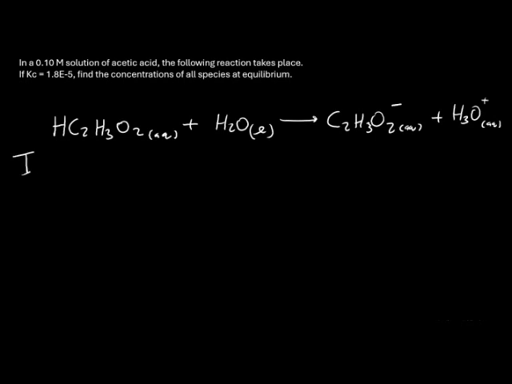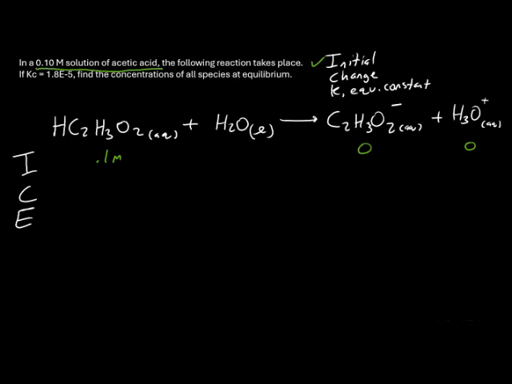We'll begin by writing initial, change, and equilibrium lines for our reaction table. There are three critical pieces of information anytime we do a reaction table problem: the initial conditions, the change, and the equilibrium constant. Here we were given the starting molarity for acetic acid. We were not given any molarities for the products, but we can safely assume those are 0 because they're not given. And so we know the initial conditions. We are also given the equilibrium constant, so we know that as well.